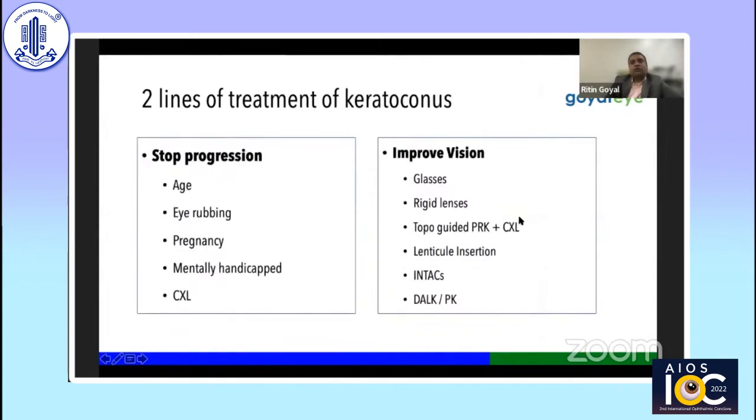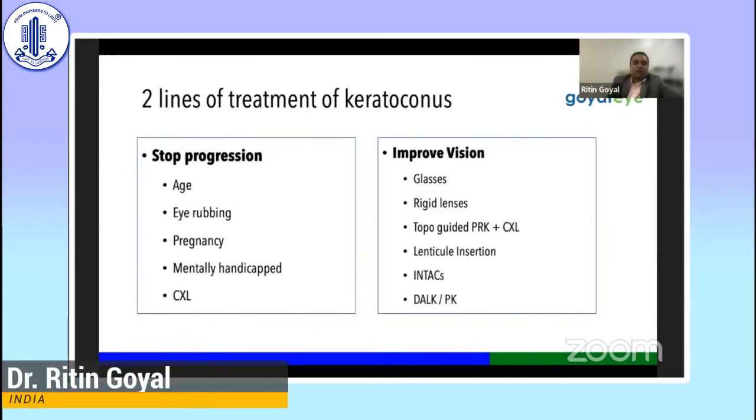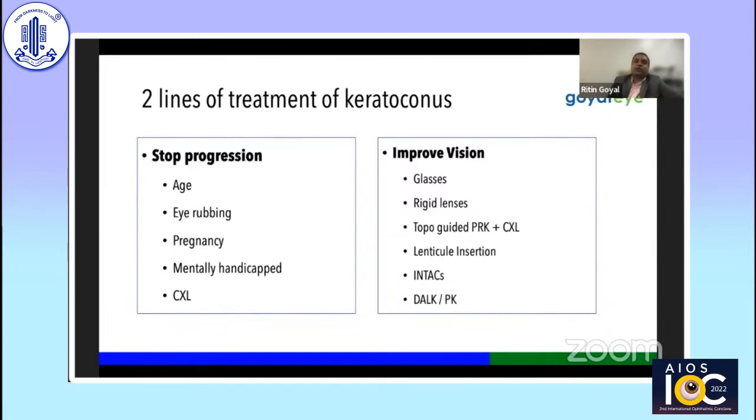So going further, this is a conversation that I have with all my keratoconus patients, that now that you've been diagnosed with keratoconus, there are two lines of treatment starting from today. One line of treatment is that we need to stop your progression, and the second line of treatment is that we need to give you good vision. Stopping progression, we've already discussed the possible risk factors. For improving vision, we have a host of things, such as glasses, rigid lenses, topo-guided PRK with cross-linking, lenticular insertion techniques, implants, and then keratoplasties.